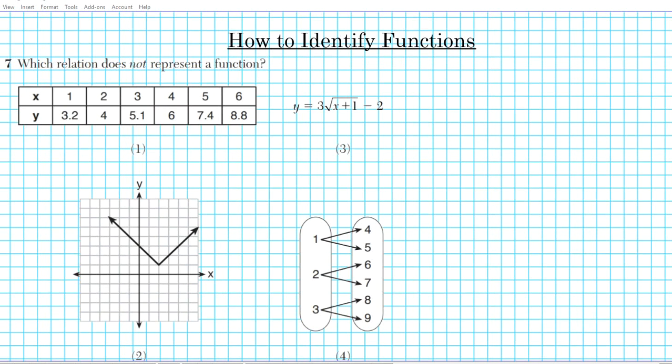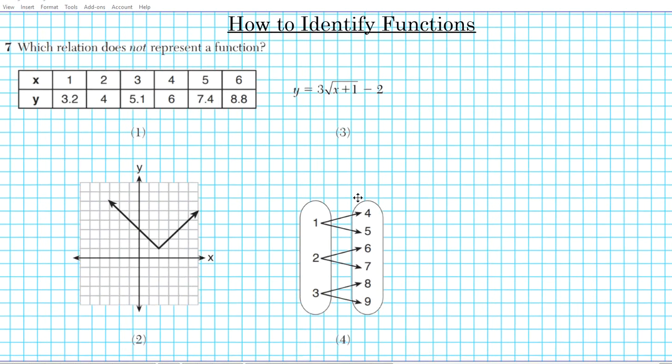In question 7, we're going to see how to identify functions. We have multiple representations here. Number 7 says, which relation does not? So you want to be careful. We want to look for which one does not represent a function. We have a table, we have an equation, we have a graph, and we have a map.